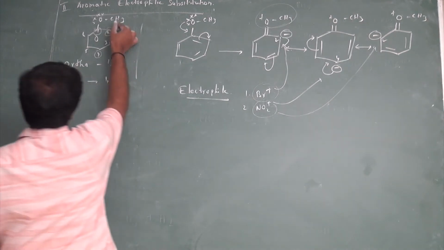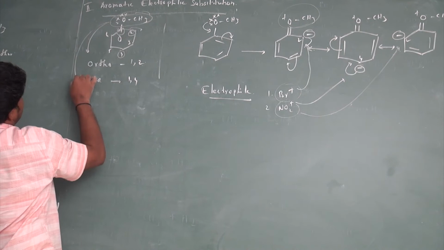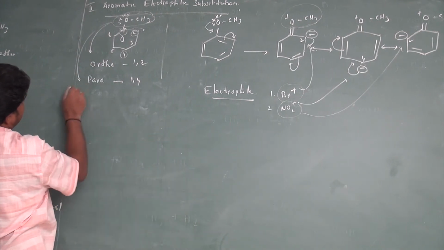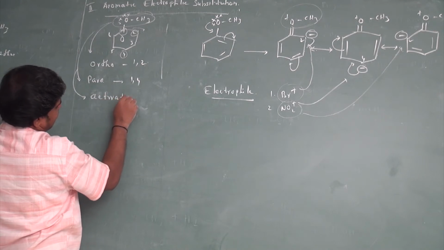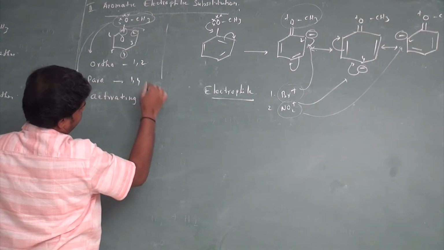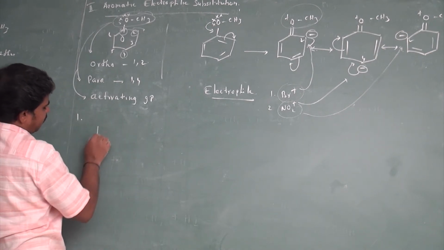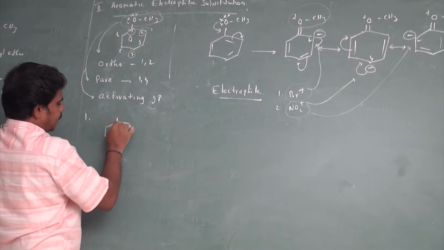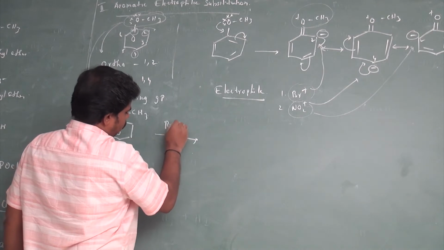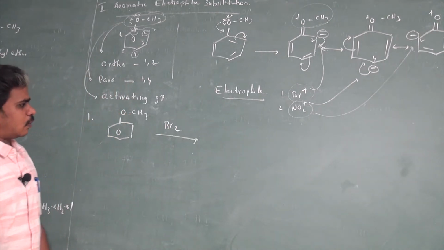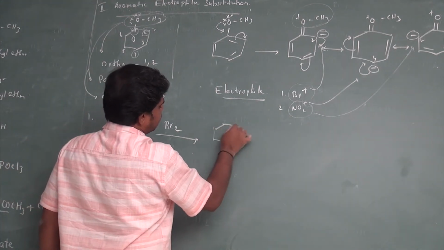So listen here. This OCH3 group is an ortho and para directing group. It is also an activating group. Okay. Now we take electrophilic substitution. The first one, we take anisole, OCH3, and react it with bromine. What is the product? We are getting ortho-bromo anisole.